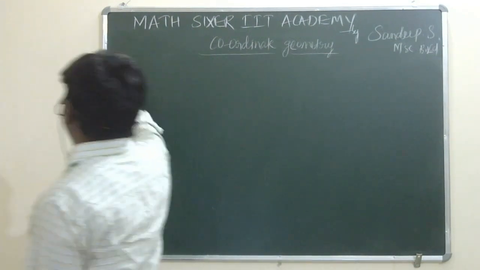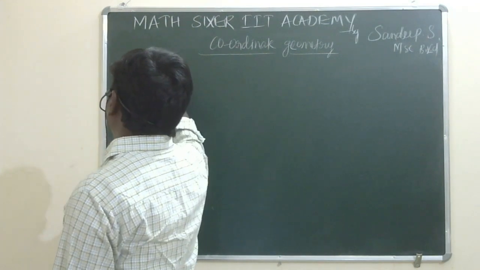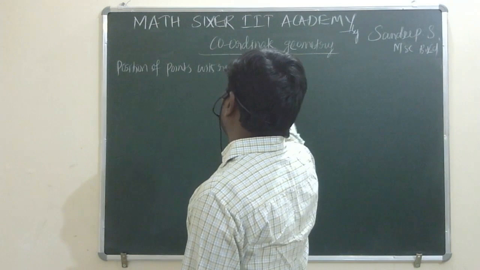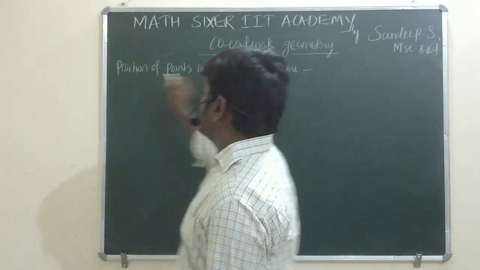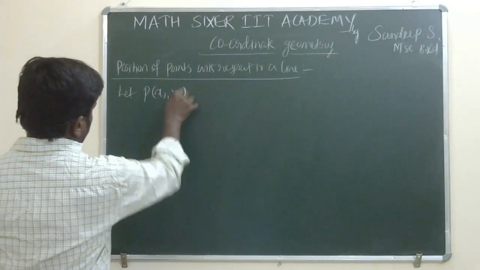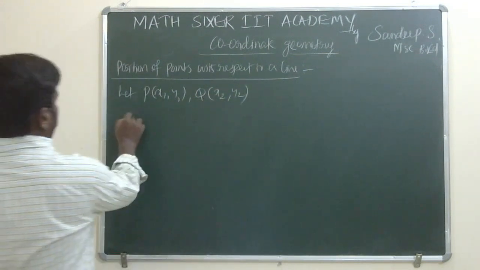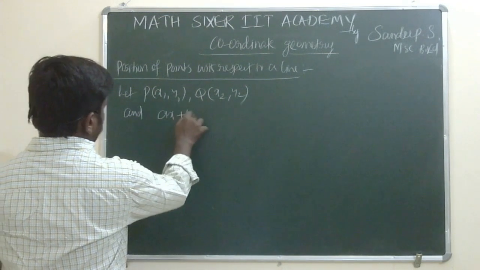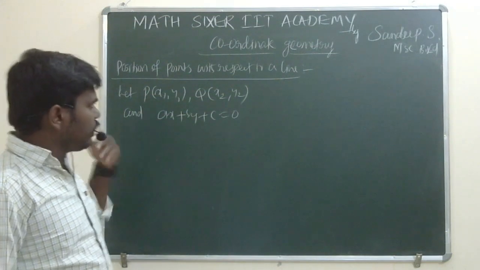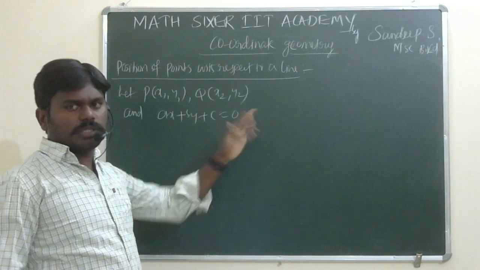So first of all, let me discuss the position of points with respect to a line, or you can say a straight line. Here I am taking P(x1, y1) and Q(x2, y2), and these are the 2 points, and I am taking a straight line equation, that is ax + by + c = 0. So when can we say, and how can we say, the 2 points are on the same side of the line or on different sides, or opposite sides, of the line?